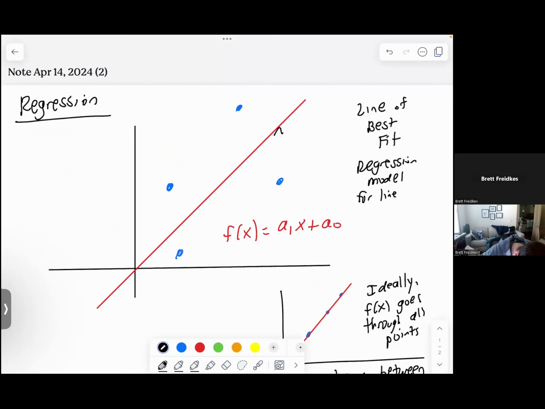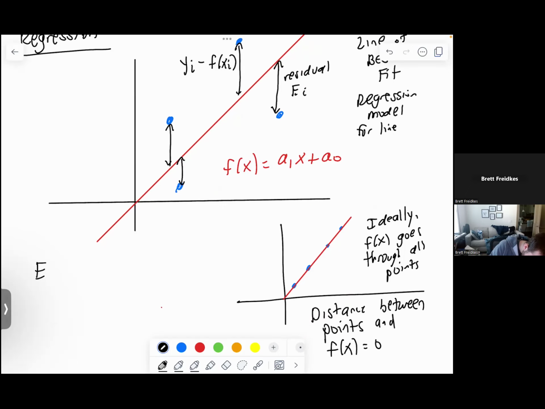So if you were to look at, let's say, this case, this is the distance between the function f of x and the blue data point. This is what we call the residual. And I've been calling that e sub i in notes. And you can see that at every single point, we're going to have some residual, where the definition of the residual is that it's the data point minus the function value at that location. So e sub i is y sub i minus f of x sub i.